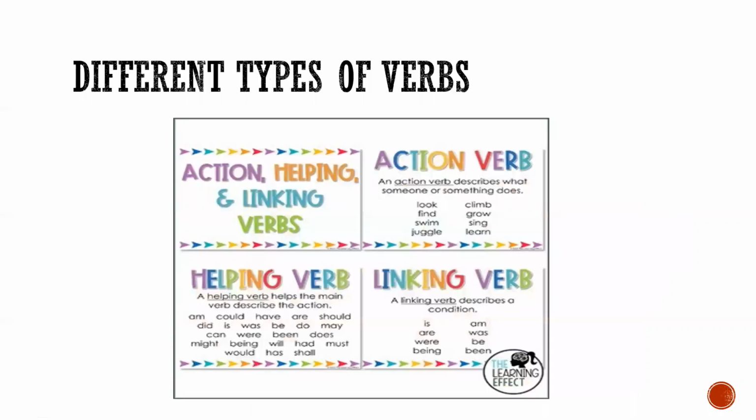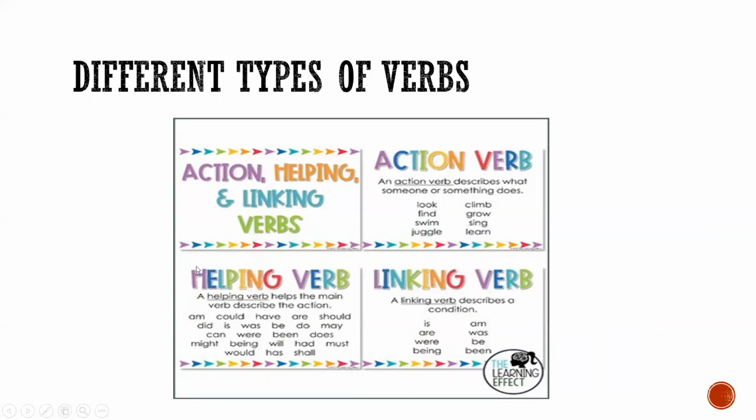Okay, now we have action verbs, helping verbs, and linking verbs making up the different types of verbs, which we are going to use in forming verb phrases. Okay, so as we know, and as we have discussed earlier, action verbs describe what someone or something does. Okay, examples are right here. Look, find, swim, juggle, climb, grow, sing, learn.